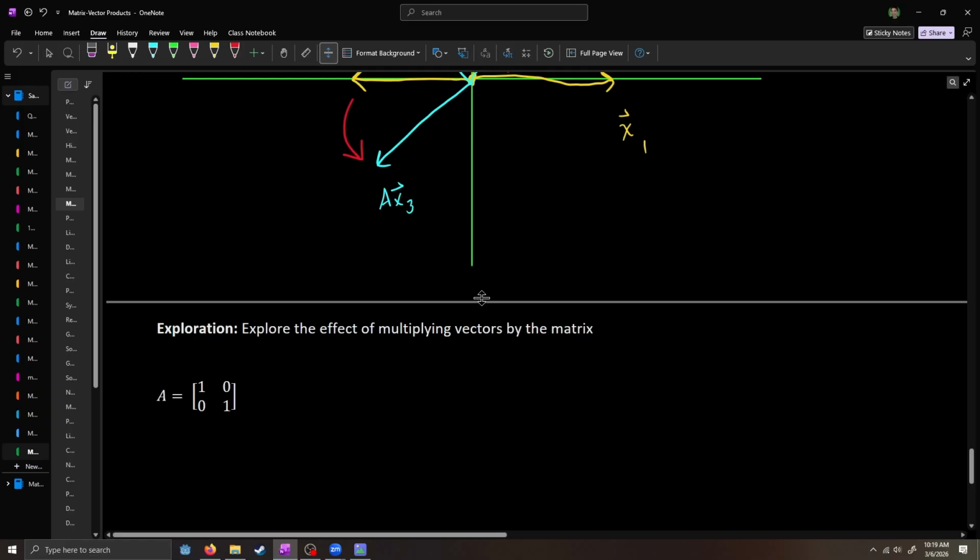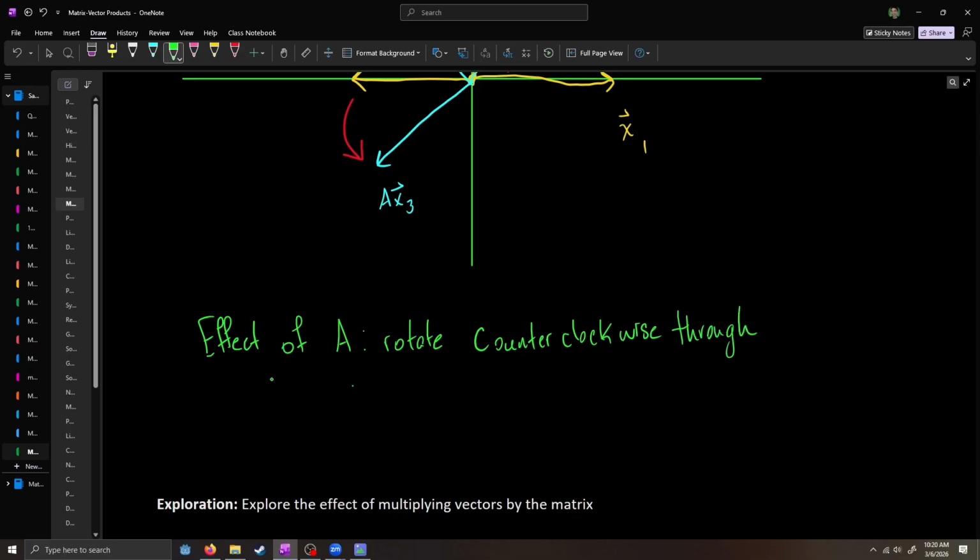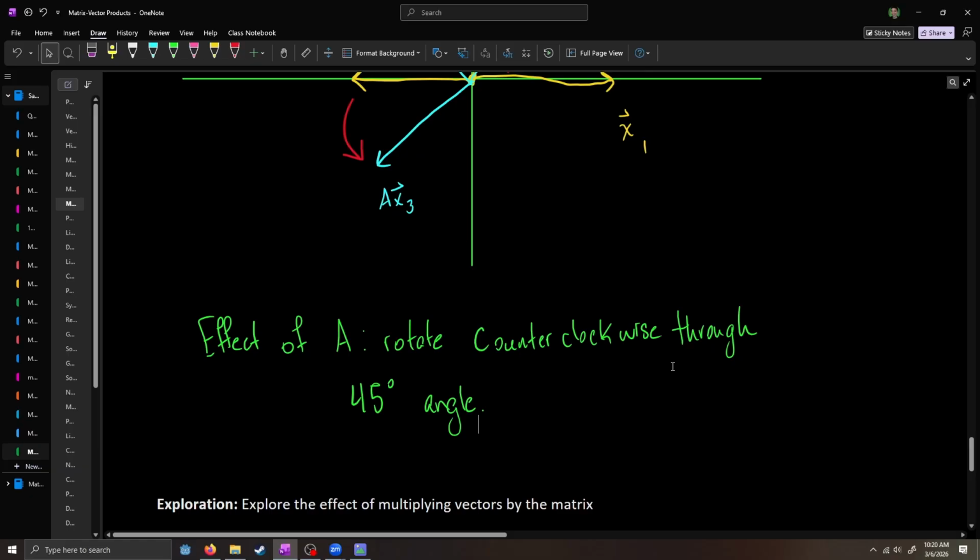So I would summarize our results by saying that the effect of this matrix A is to rotate counterclockwise through an angle of 45 degrees. And that's how this particular matrix works to change or transform vectors.